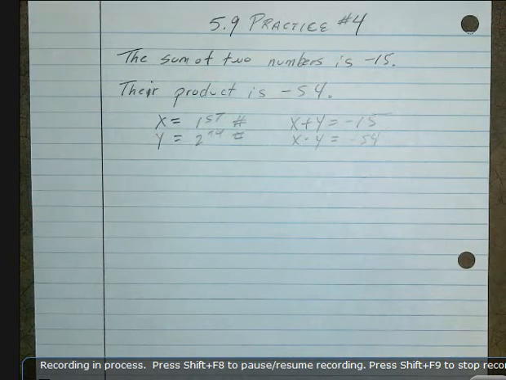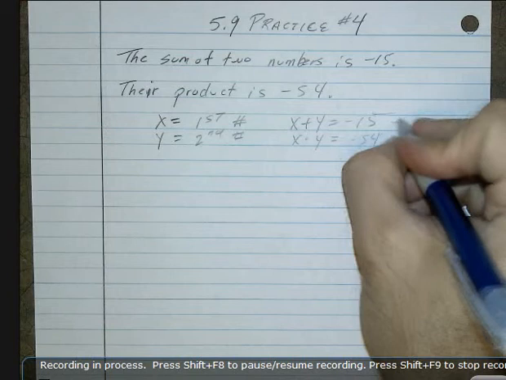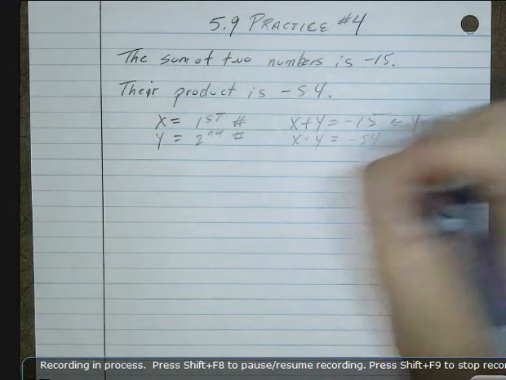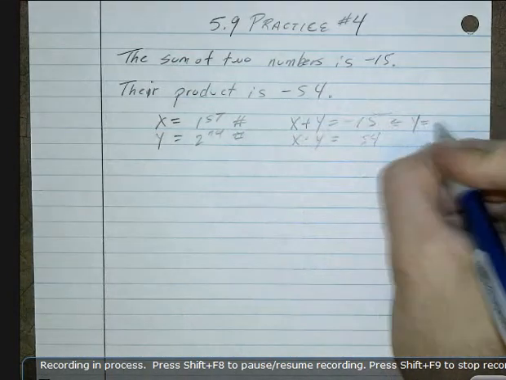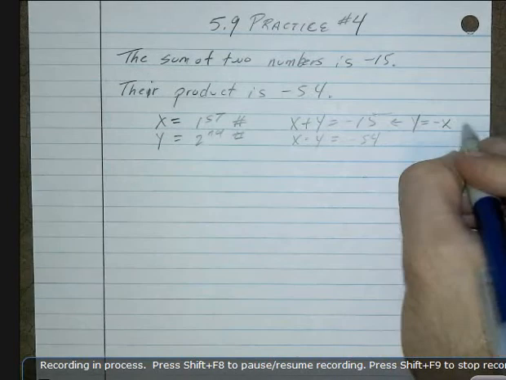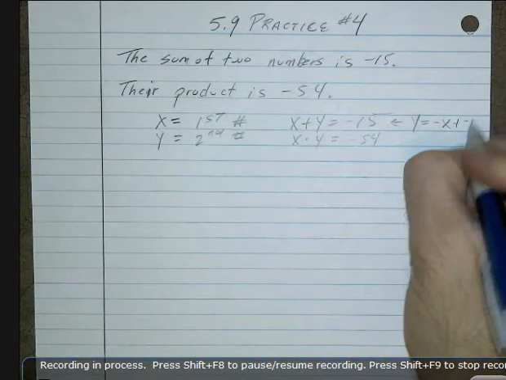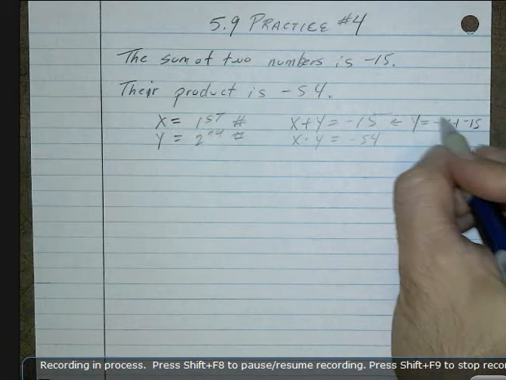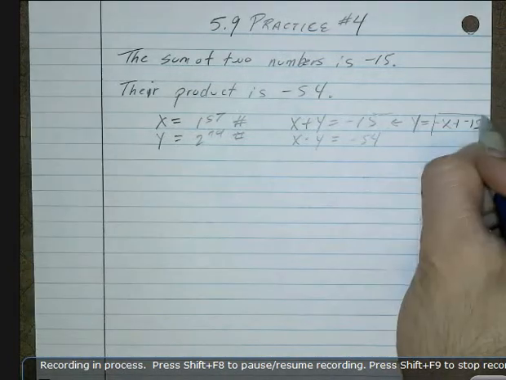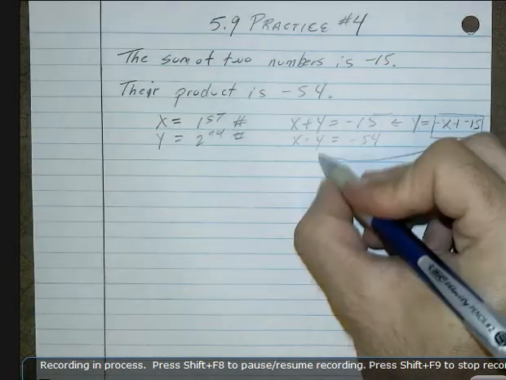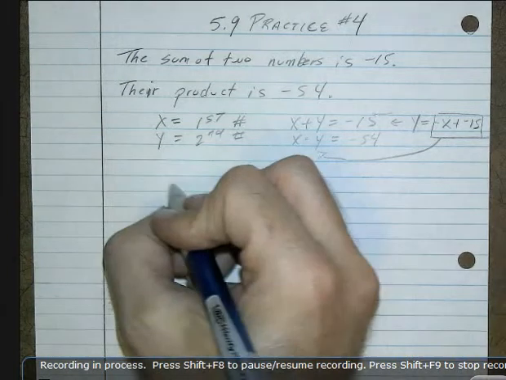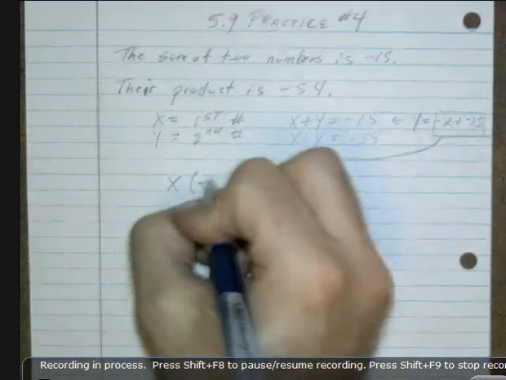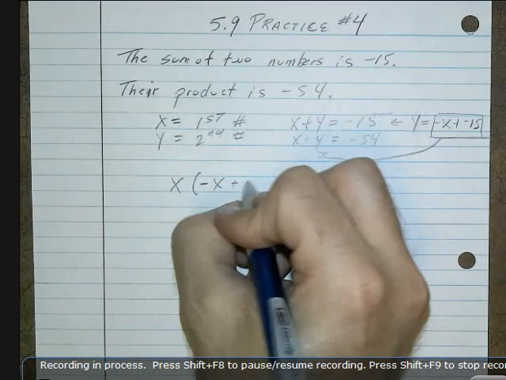I would substitute in the first equation. I'm going to change my y. Move the x to the other side. That's going to be negative x, so negative x plus negative 15. Okay. And take that whole thing and substitute it in for y down here. I'm going to rewrite x times negative x plus negative 15 equals negative 54.